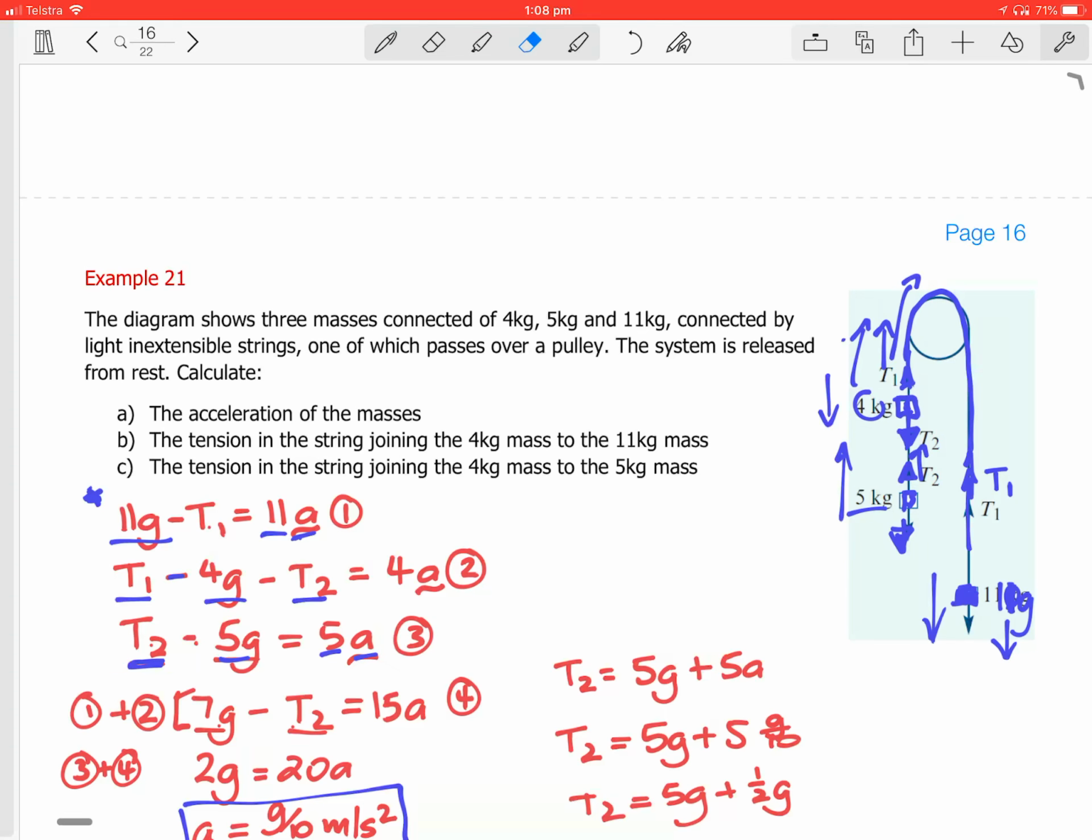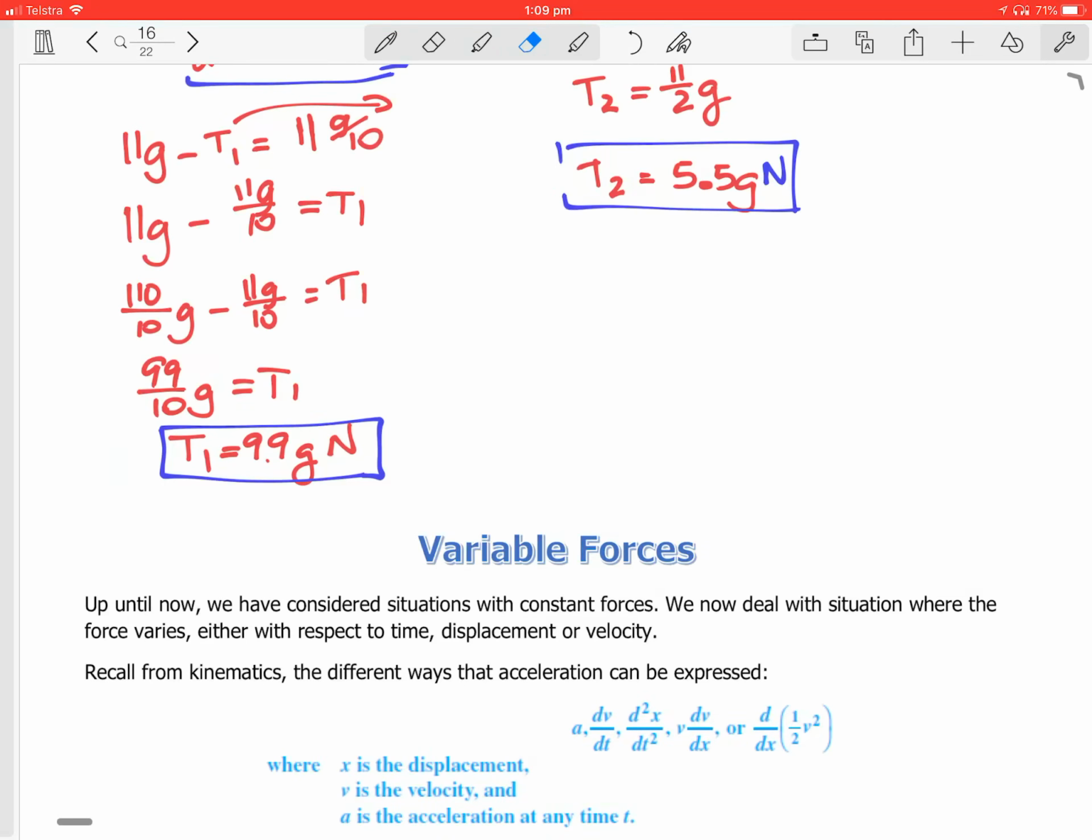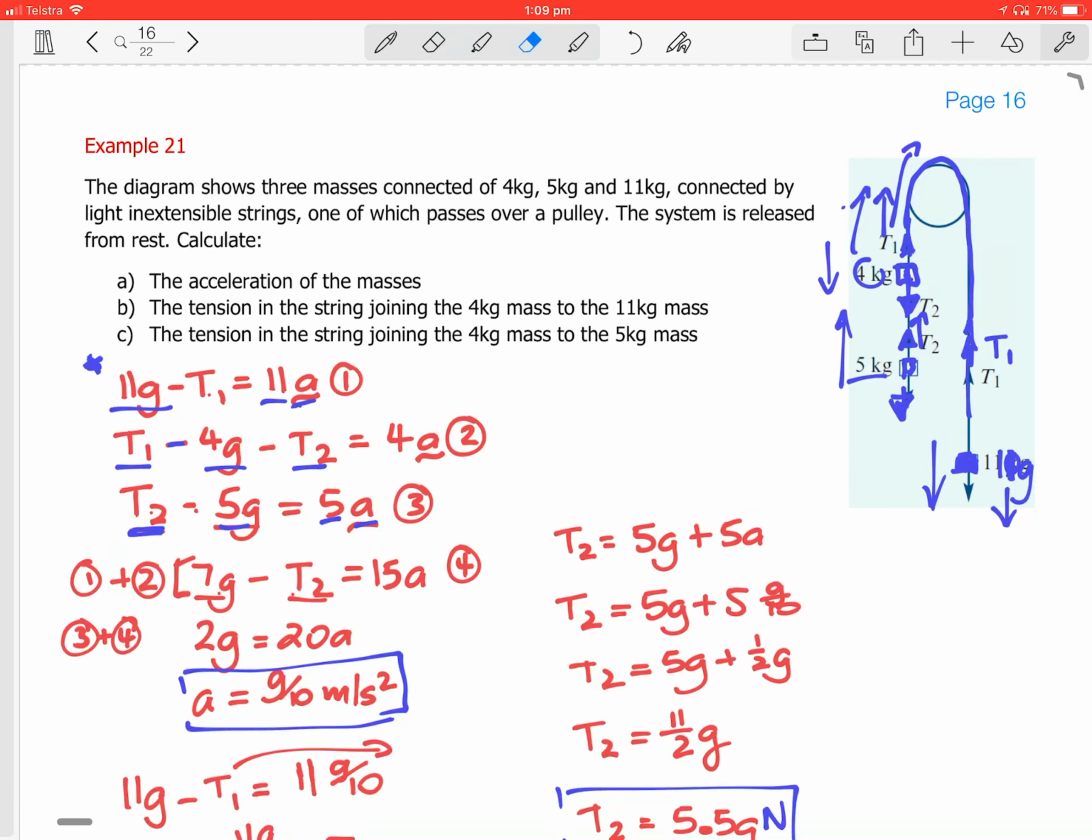Then, from using simultaneous equations, we got our acceleration, our tension in the string 1 and tension in the string 2. And don't forget, those tensions don't have to be the same, and generally they won't be the same.